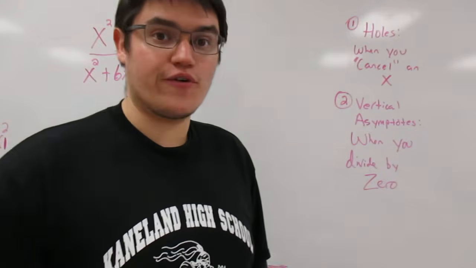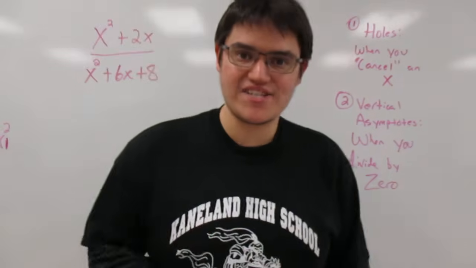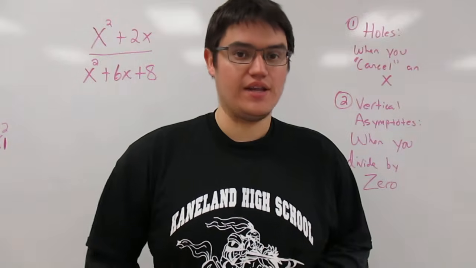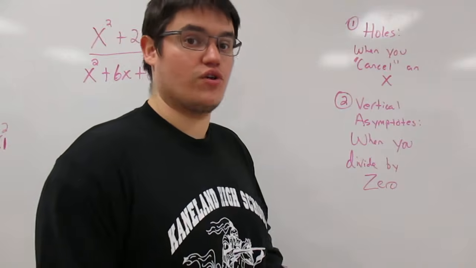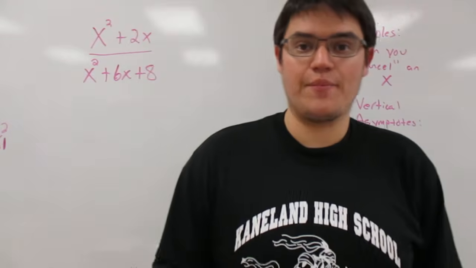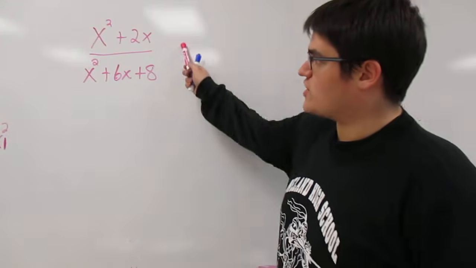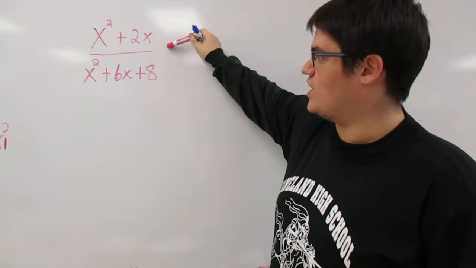So we're first going to start off with holes. Well, a hole happens when we cancel out an x. Okay? And we're going to do a few examples behind me, and then that'll make a little bit more sense. And we got a little bit of experience earlier in the year dealing with vertical asymptotes, but we know those happen when we divide by zero. Okay? So now we're going to start seeing rational expressions or equations equal to y or something like this.